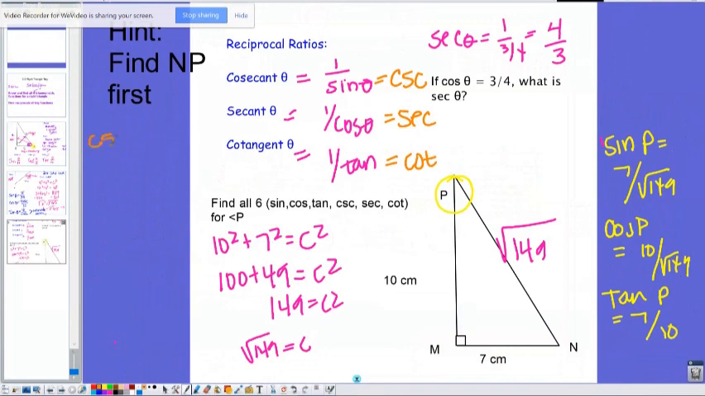So the cosecant would be the square root of 149 over 7. The secant of P is what I should be putting instead of theta would be the square root of 149 over 10. And the cotangent of P is going to be 10 over 7. Okay, so that is it for your notes today.